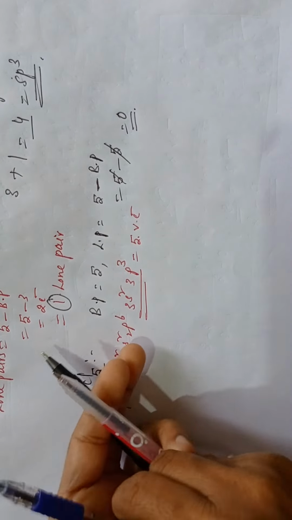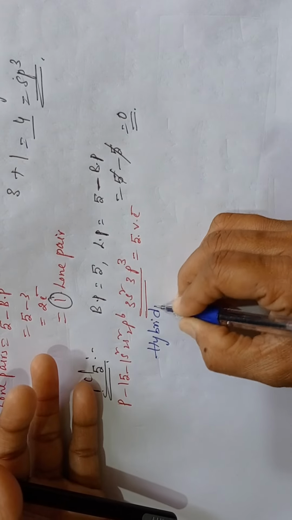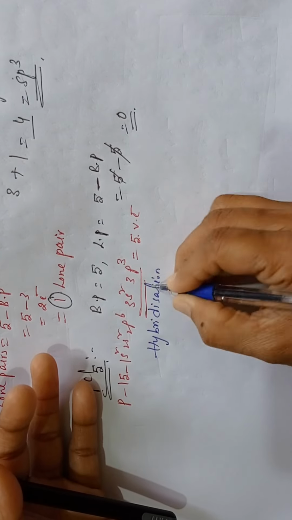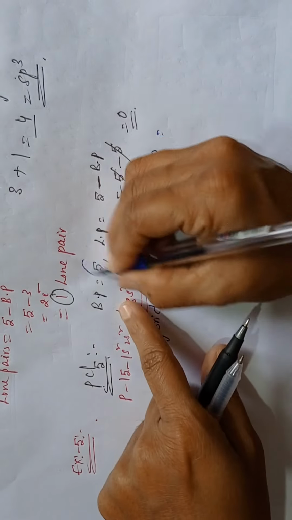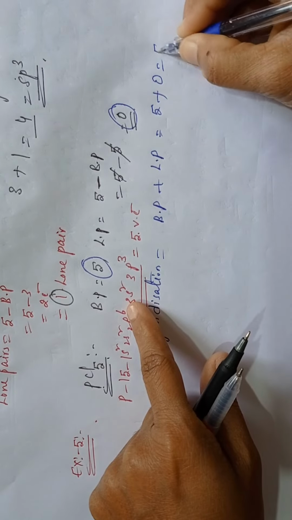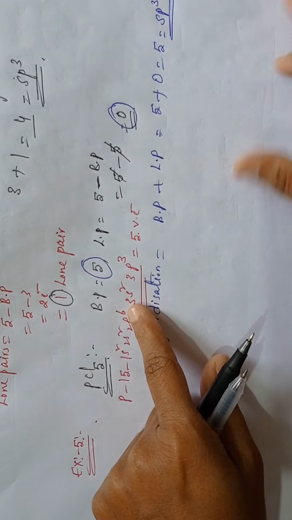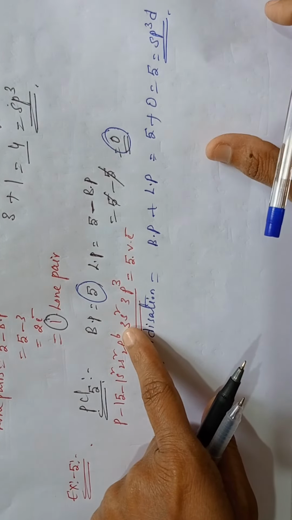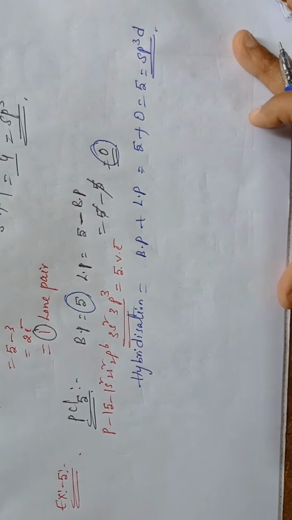Now, hybridization, how to find it? Hybridization is equal to bond pairs plus lone pairs. Bond pairs, how many, students? 5. Lone pairs, how many? 0. 5 plus 0, 5 means sp3d hybridization. Are you clear? So we got sp3d hybridization. Understood? Clear?